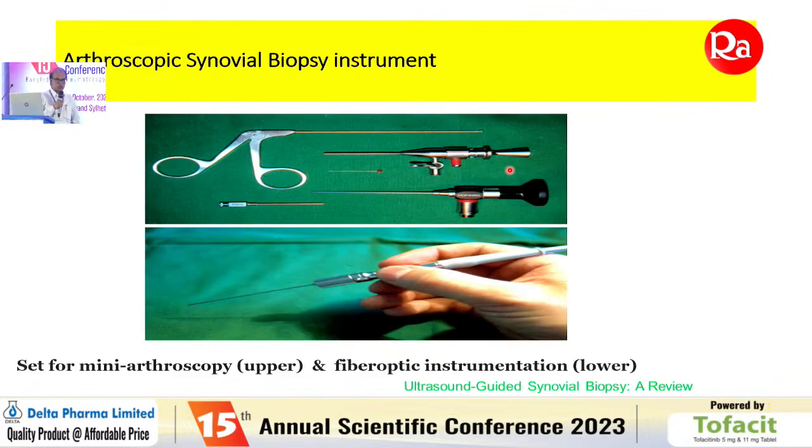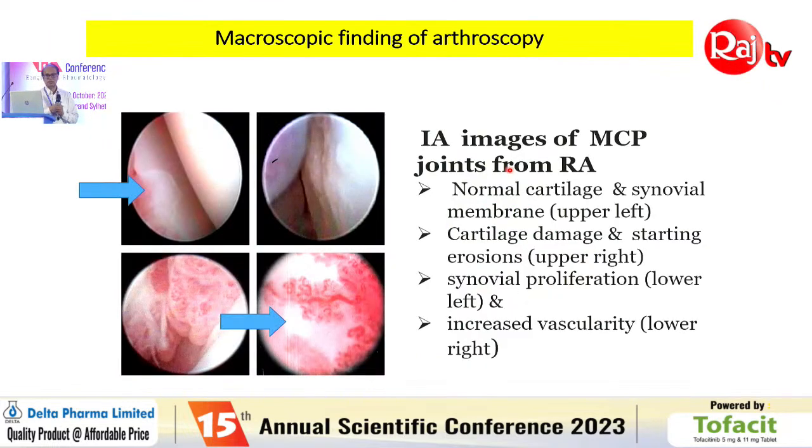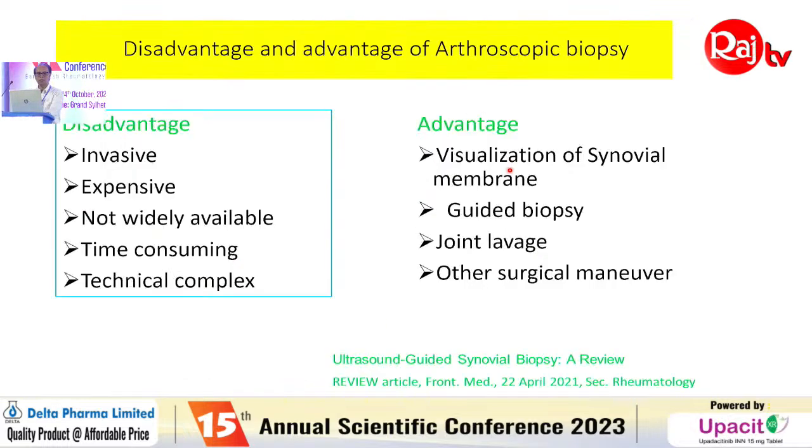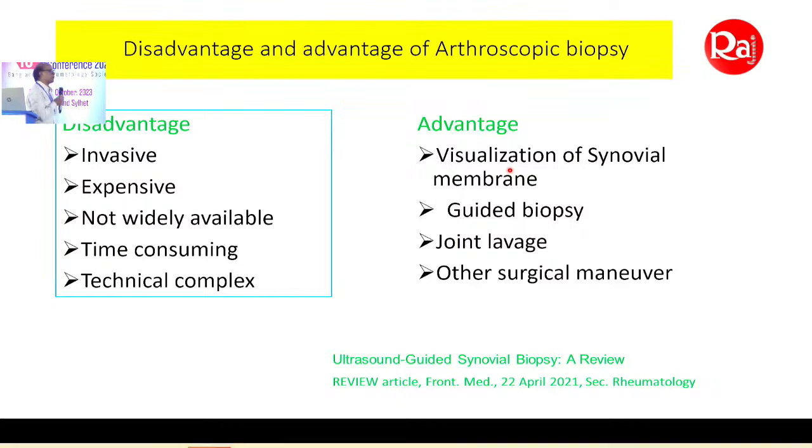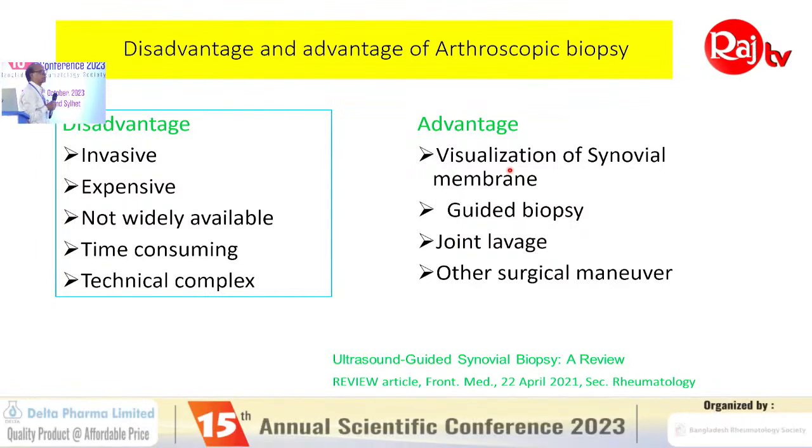This is the arthroscopic instrument. This is the arthroscopic finding, the macroscopic finding of the biopsy. Disadvantages of arthroscopy: it is invasive, expensive, not widely available, time consuming, and technically complex. Why ultrasound-guided synovial biopsy?